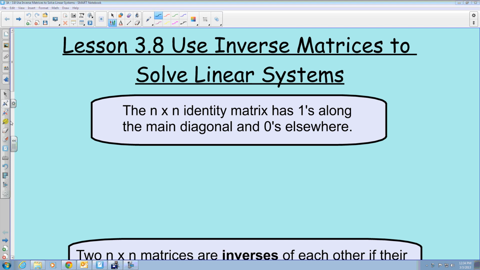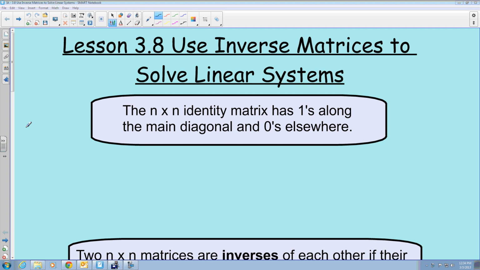Okay, we are in section 3.8, last section in chapter 3, where we're going to use inverses of matrices to help us solve linear systems.